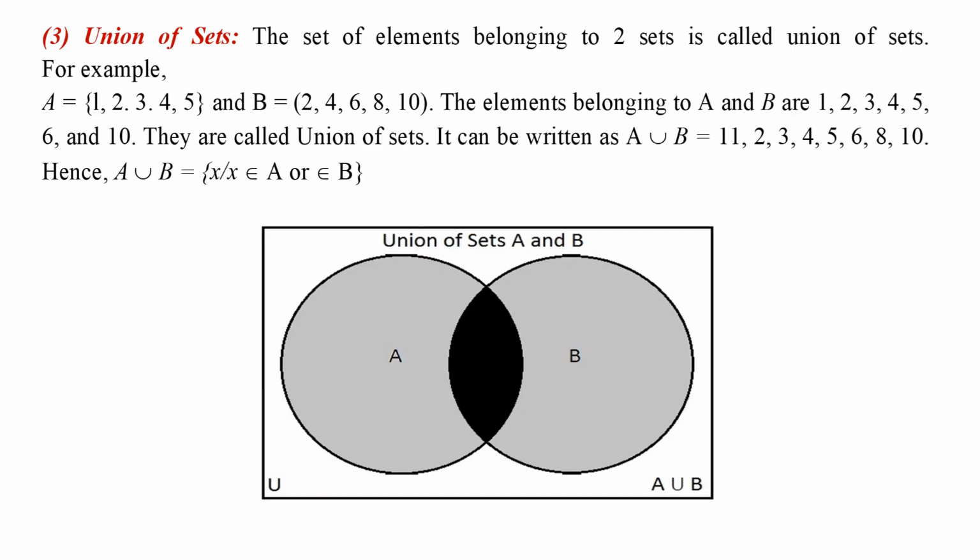Union of sets. The set of elements belonging to either of two sets is called the union of sets. For example, A equals {1, 2, 3, 4, 5} and B equals {2, 4, 6, 8, 10}. The elements belonging to A and B are 1, 2, 3, 4, 5, 6, 8, and 10. They are called the union of sets. It can be written as A ∪ B equals {1, 2, 3, 4, 5, 6, 8, 10}. Hence, A ∪ B equals {x : x ∈ A or x ∈ B}.